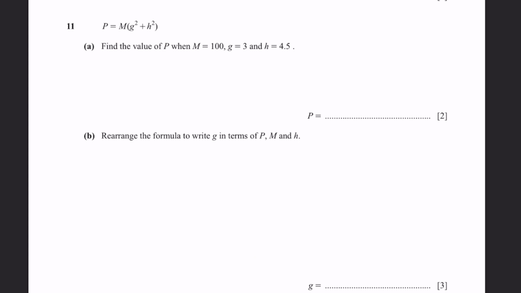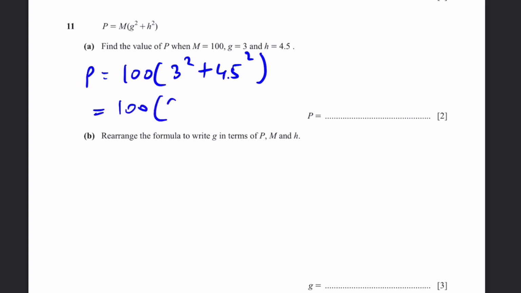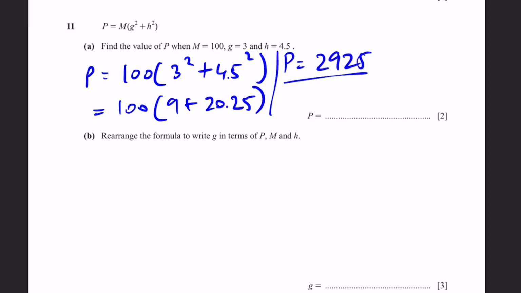Question 11. P equals m into g squared plus h squared. A. Find the value of p when m equals 100, g equals 3, and h equals 4.5. So that means p will be equal to 100 into 3 squared plus 4.5 squared. That will be equal to 100 into 9 plus 20.25. That will be equal to 100 into 29.25, which is 2,925. That's the answer. 4.5 squared, by the way, is 20.25. That's why I've written that.